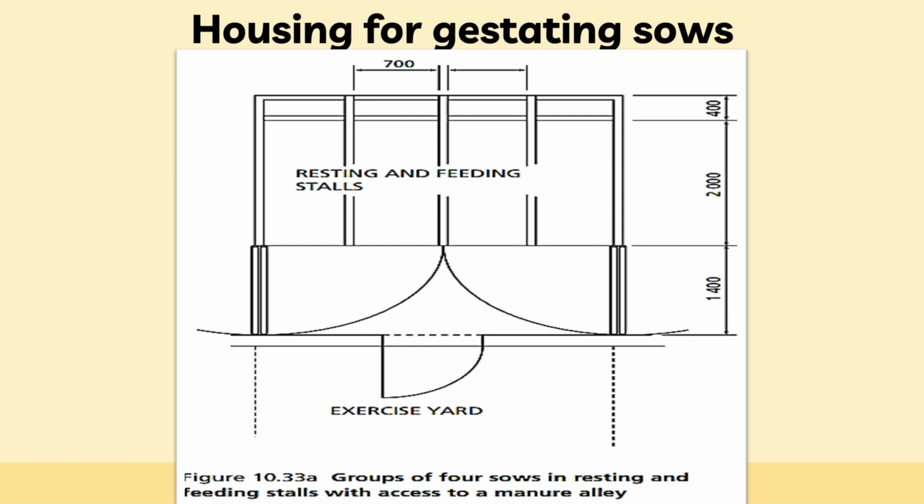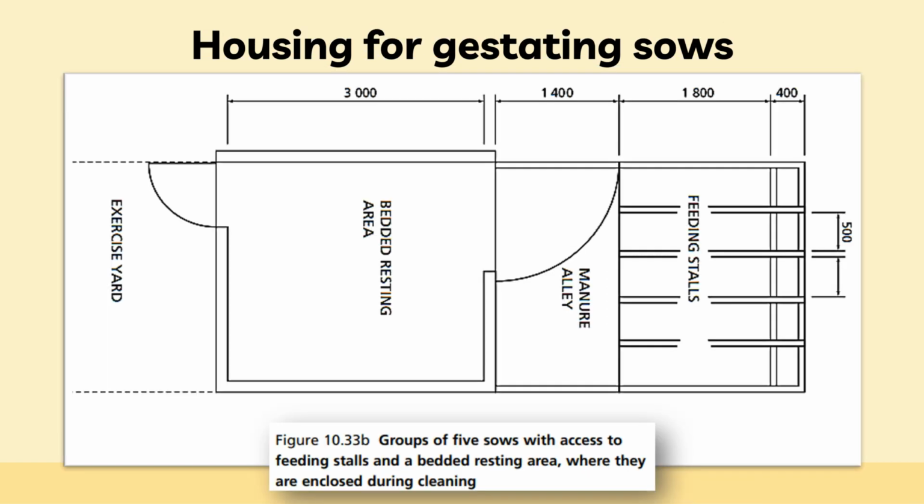After weaning, they return to adjacent gestating sow structures for heat detection ease. Sows are regrouped based on expected farrowing dates. Figure 10.33a depicts 4 sows per group, with 0.60-0.75 meter wide stalls. Alternatively, Figure 10.33b accommodates variable group sizes, with sows expected to farrow within 10 to 15 days of each other.